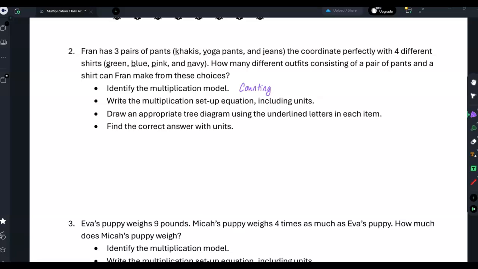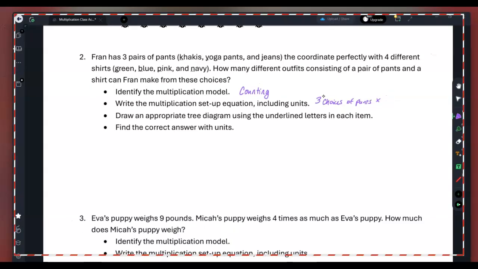Usually it doesn't really matter on this one, like you're doing the number of choices for one thing times the number of choices for another. It doesn't really matter which comes first. Typically, I would just do it in the order they told it to me. So since they told me about the pants first, I'll do pants. So we had 3 choices for pants. So you could say pant choices or choices of pants. You could phrase that different ways. Times, then we would multiply that by, we had 4 shirt choices.